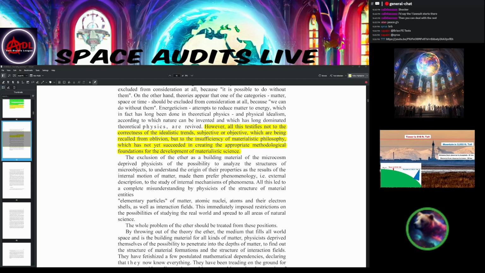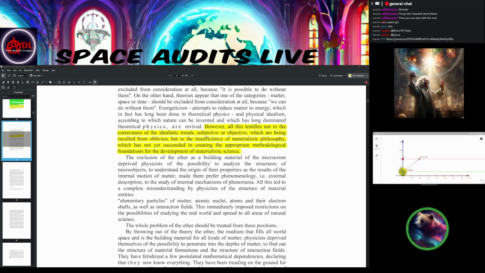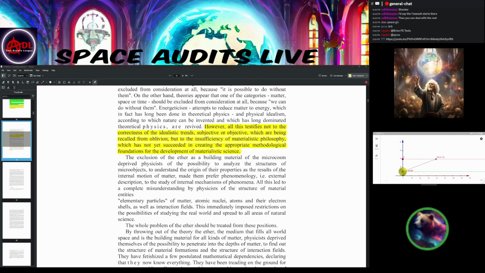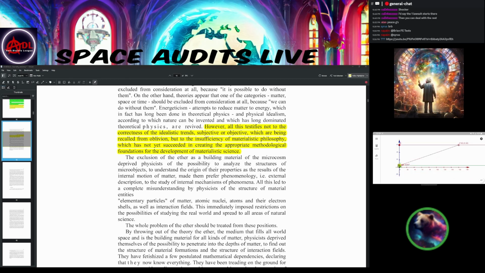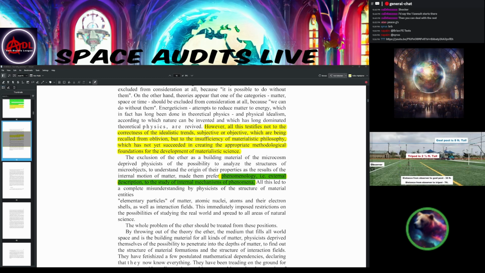The exclusion of the ether as a building material of the microcosm deprived physicists of the possibility to analyze the structures of the micro objects, to understand the origins of their properties and the results of their internal motions of matter, which made them prefer phenomenology, i.e., external descriptions of the study. Yeah, we should write that down. Phenomenology.